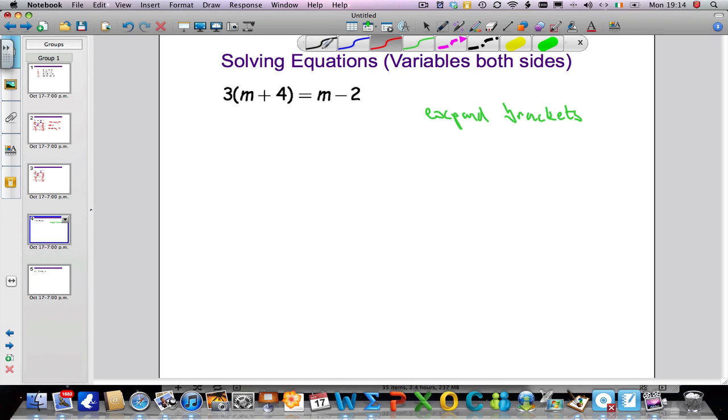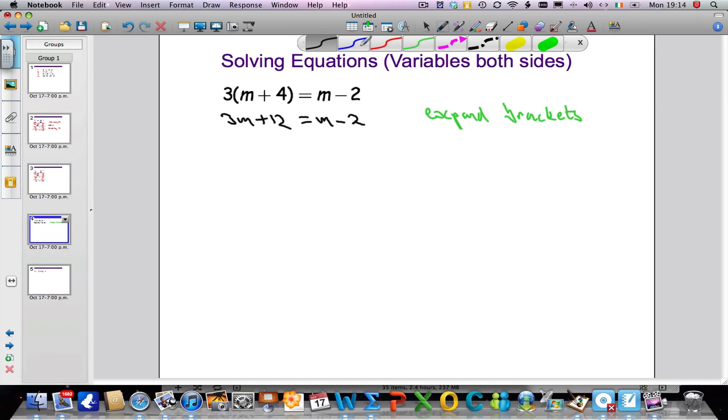And when I expand them, well, 3 times m is 3m. 3 times 4 is plus 12. Equals is still there, and on the right hand side, I haven't done anything to that yet, so I'm going to leave it untouched.